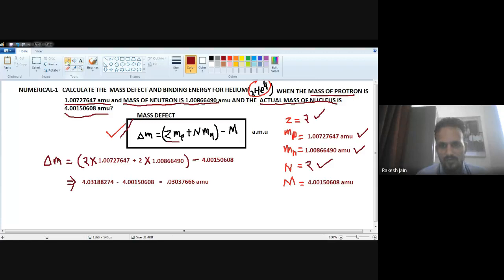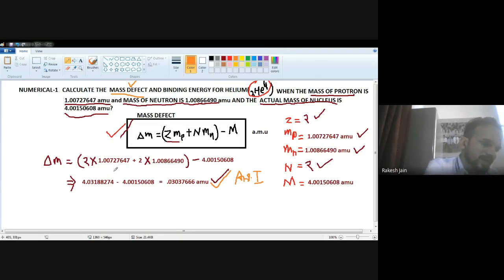This is the first answer of this question. We have to calculate the mass defect, and I calculated the mass defect as this one. This one is my first answer. So the mass defect is 0.03037666 AMU.